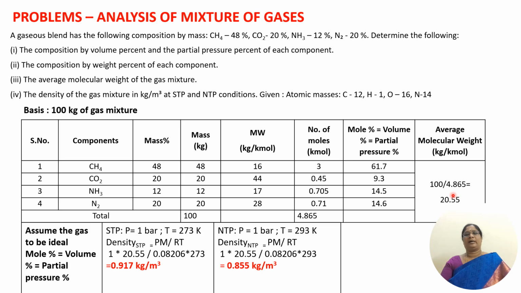Next, to calculate the average molecular weight. Average molecular weight is the total mass by total number of moles. Total mass is 100 and total number of moles is 4.865. So 100 by 4.865 is 20.55.